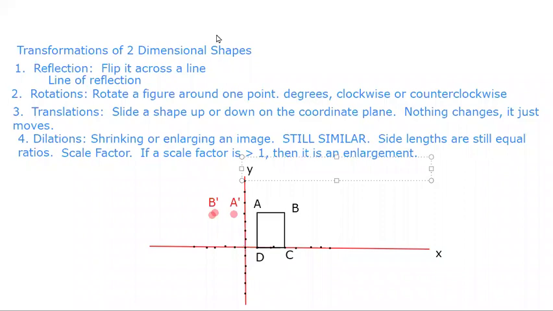So how far in the positive direction is vertex C? Well, it's 3 this way. So C prime is going to be 3 this way. We're not going to change the horizontal location of this. We're just reflecting it. So here's our C prime and our D prime.